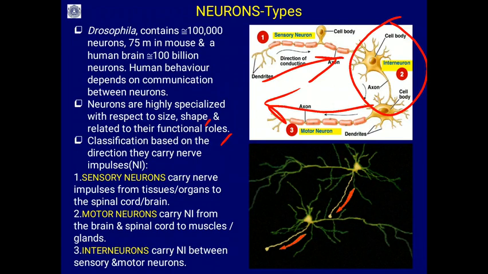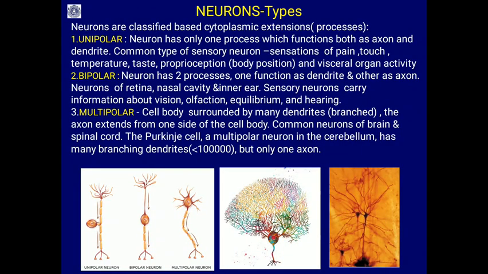Then interneurons are present in the central nervous system. They connect the sensory neuron with the motor neuron. They are called interneurons. You will be able to see here in the photograph the sensory neuron, interneuron and the motor neuron.